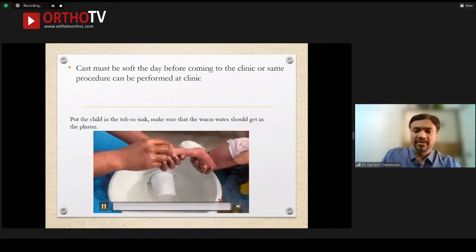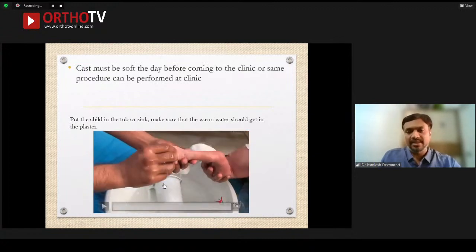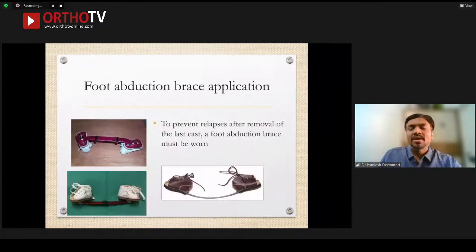It should be properly wetted. Child should be properly rested. It's a very important thing during removal. We have to prevent some sore. And the second thing is the foot abduction brace. We all know that to prevent relapse after removal, a foot abduction brace must be worn.